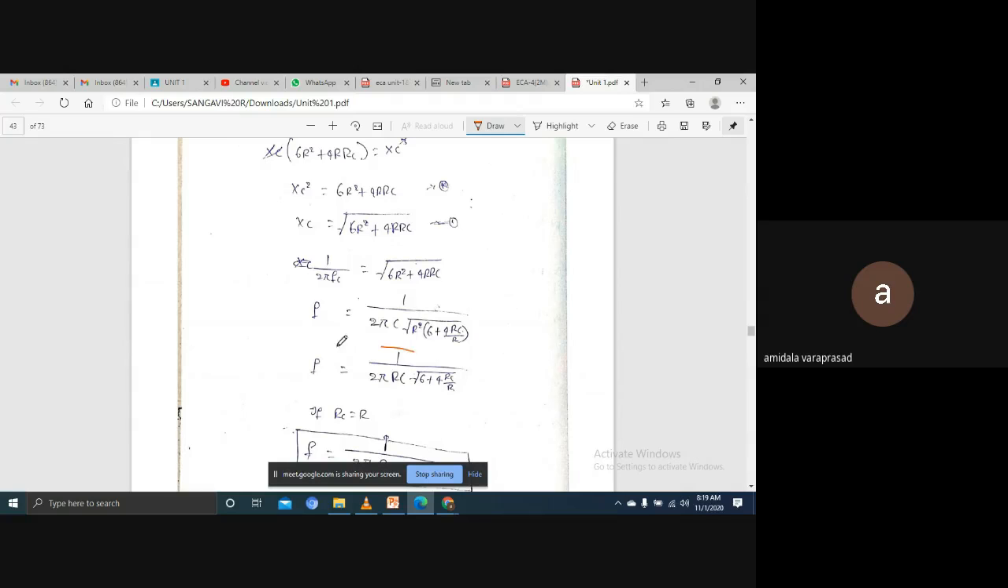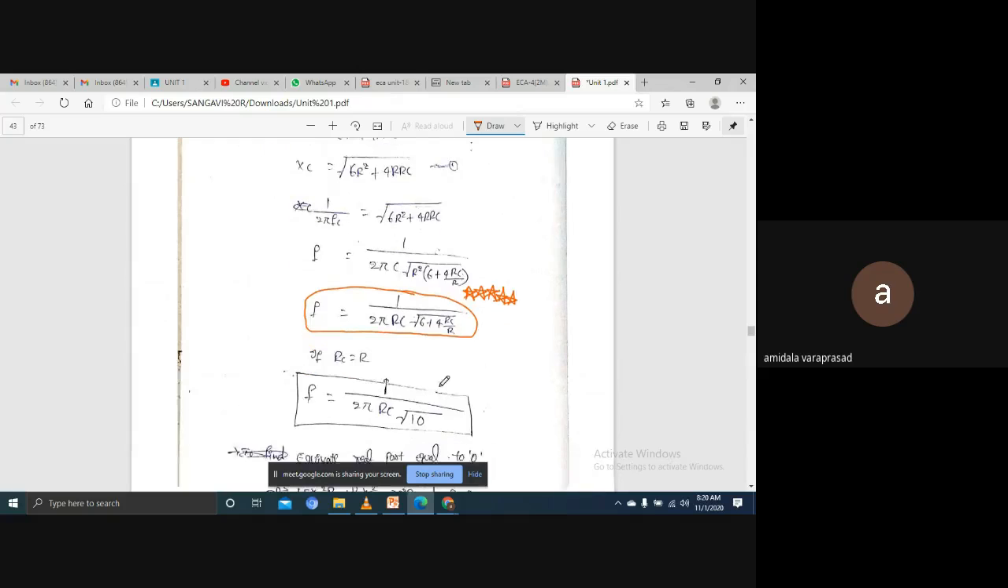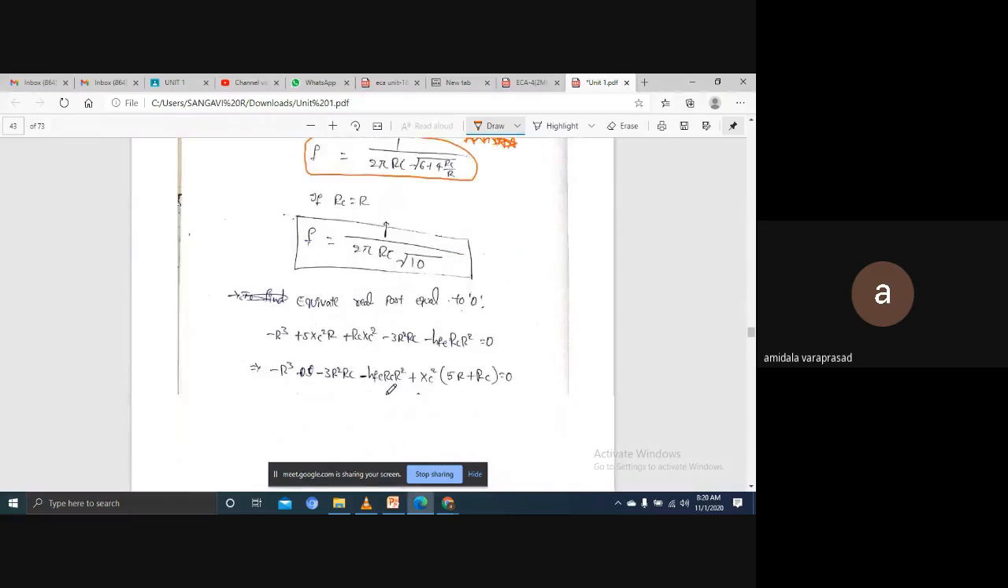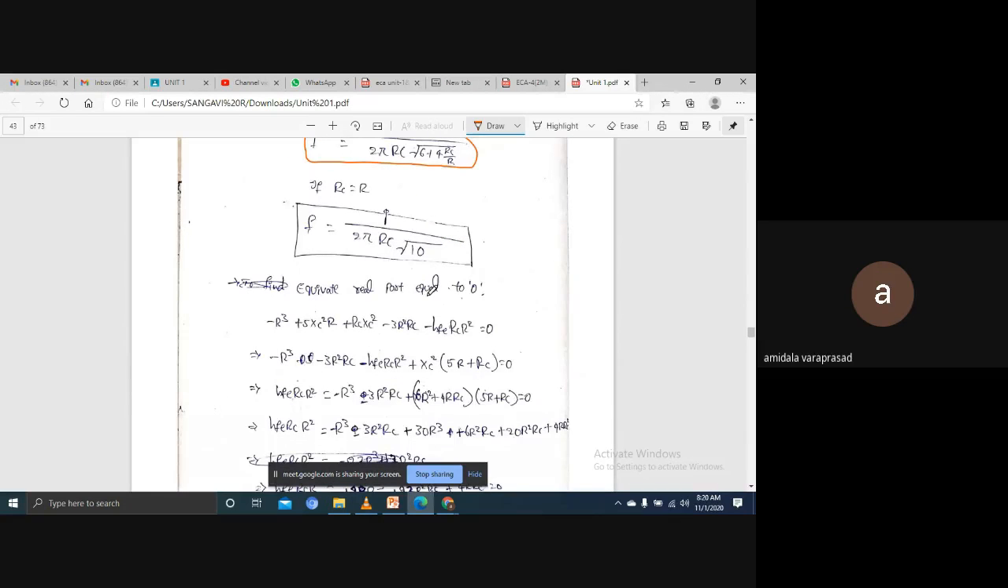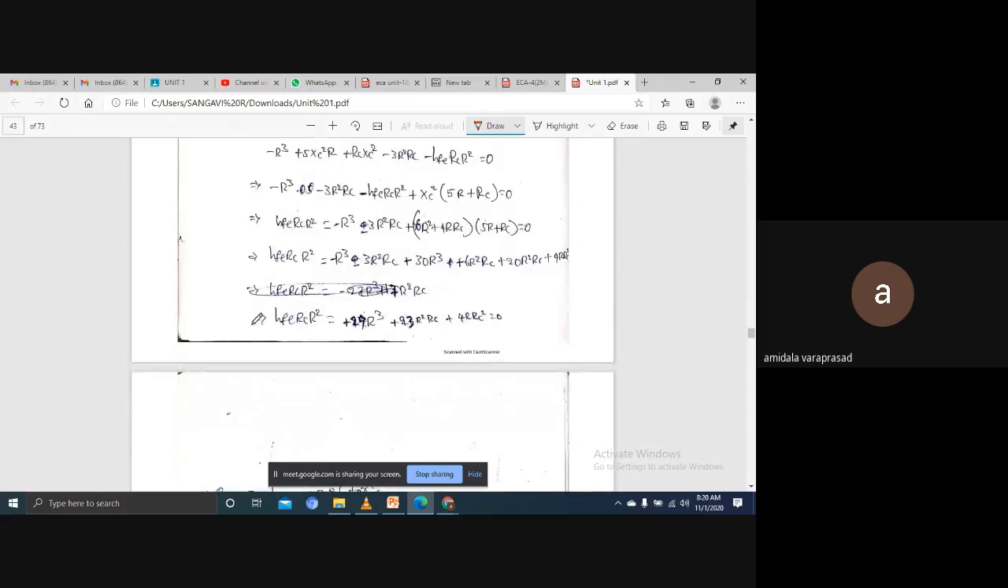This is the formula for solving the problems. Please keep in mind, this is the formula. If RC is equal to R, this becomes 1, then 6 plus 4 is root 10. And real part equal to 0 is the condition for oscillation. Based on this they ask a question one time. This is about the RC phase shift oscillator.